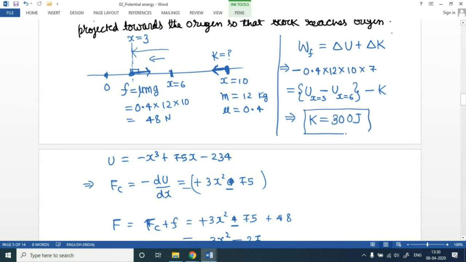So with this problem I will conclude my session. On work, power, energy, I have tried to cover a few concepts as well as a few questions. The next session would be about center of mass.